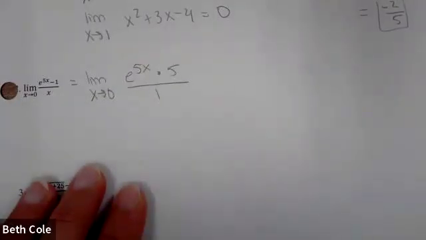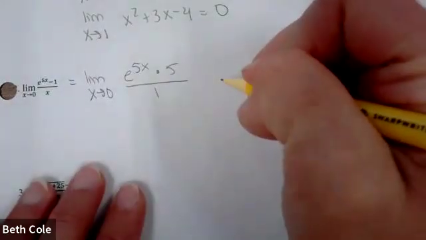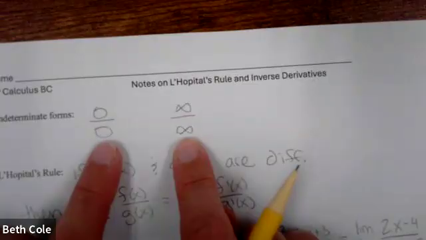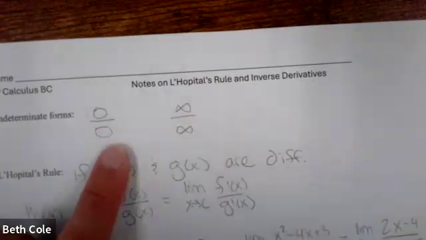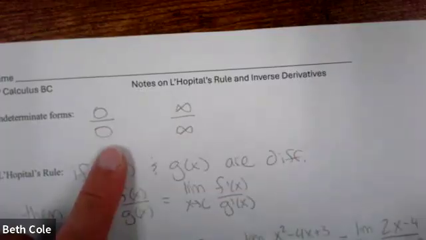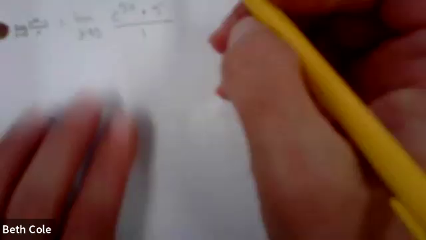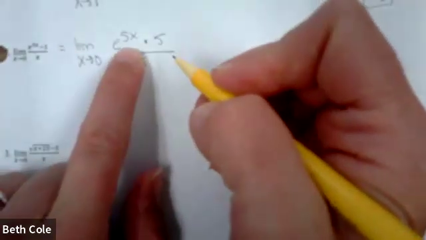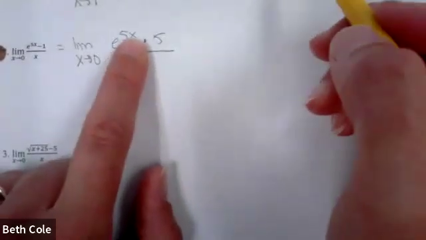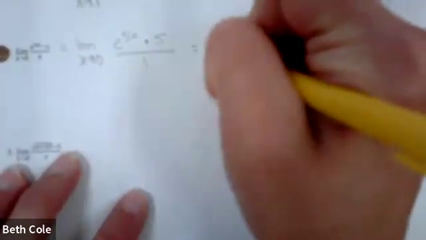You're planning to keep the L'Hopital's running until you get an answer? As long as you keep getting one of these. Yes, as long as you keep getting one of these, you can keep doing it as many times as it takes. I have one on here that does that. All right, so if you plug in 0, e to the 0, anything to the 0 power, 1 times 5 is 5, over 1 is still 5.